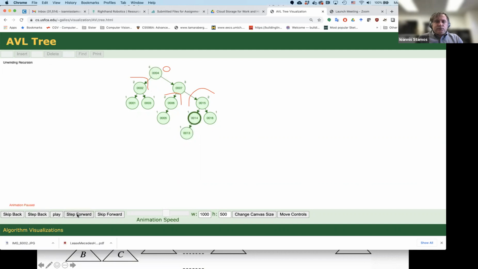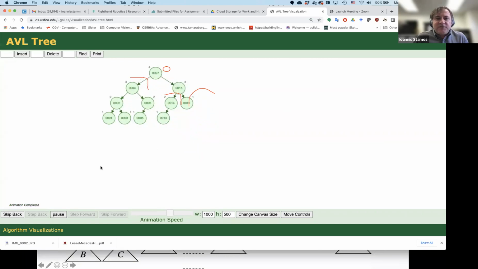You check, nothing is happening, you go to 7. Of course, you know that 13 is to the right of 7, that's the right subtree. And then you know that 7 is to the right of 4. So it's a right-right insertion, and you go to the single rotation. The single rotation is very simple. 7 will go to the top, and 4 will go to the left, and all the other subtrees are going to be the way they were before.